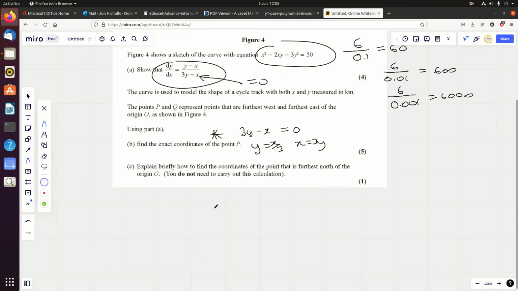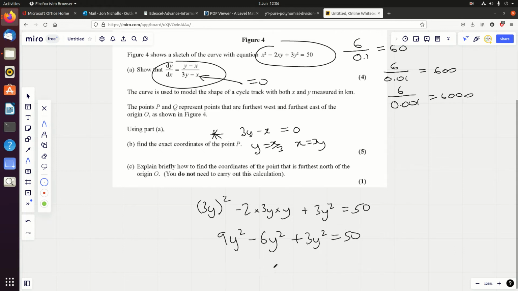So if x is 3y, then I'll actually have 3y all squared minus 2 times 3y times y plus 3y squared, and that should equal 50. And so that's going to give me 9y squared minus 6y squared plus 3y squared equals 50. So that's going to be 6y squared equals 50. And so I guess y is plus or minus the square root of 25 over 3, which is, roughly, what is that, like square root of 8 and a third.